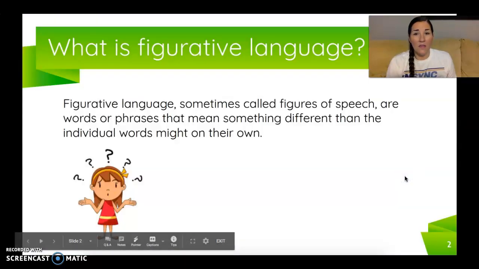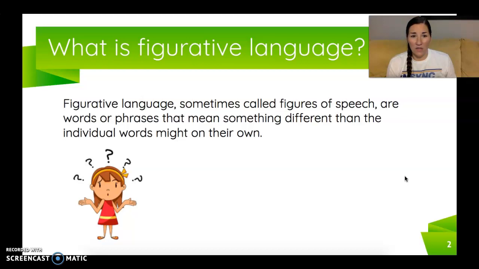Here we go. So what is figurative language? Figurative language, sometimes called figures of speech, are words or phrases that mean something different than individual words might on their own. So they don't always mean what they seem. You have to dig deeper and think a little bit more about what the words mean. We can't take them at face value for exactly what they say.